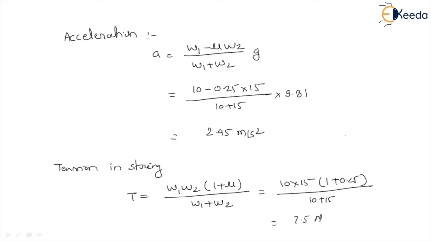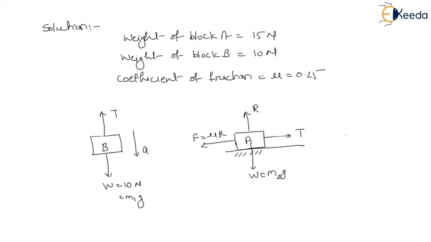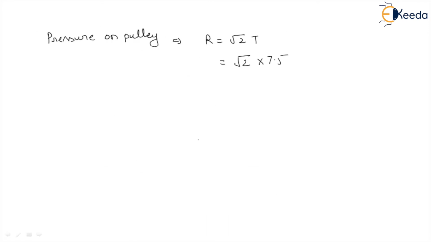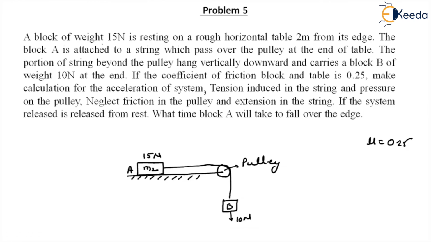So here we have two terms which should be defined. Now next we have to define the pressure on the pulley. Here we have the pressure on the pulley equation, R equals root under of T. The T value we have is 7.5. So the final value of R we will get as 10.575 Newton. Now the third term we have to define is the time. Here we have to define what time block A will take to fall over the edge if the system is released from rest.